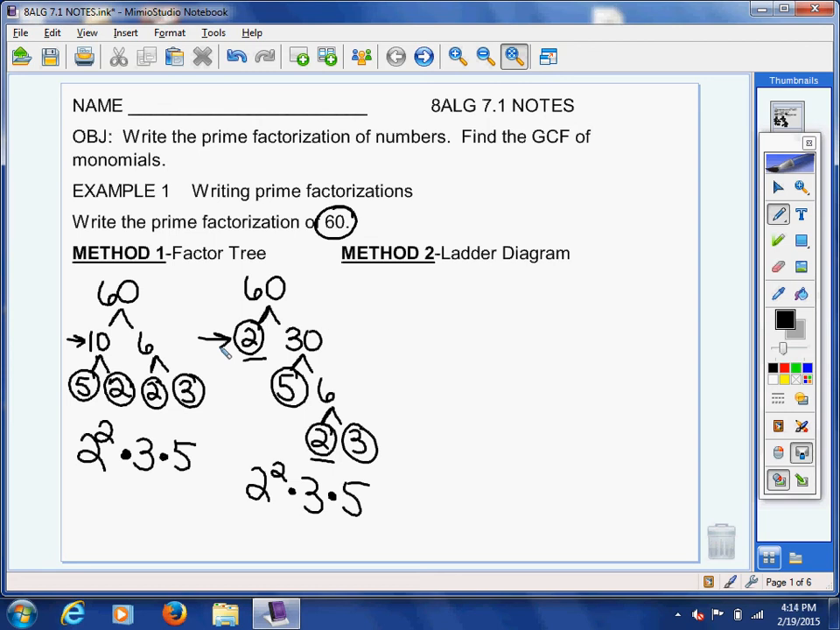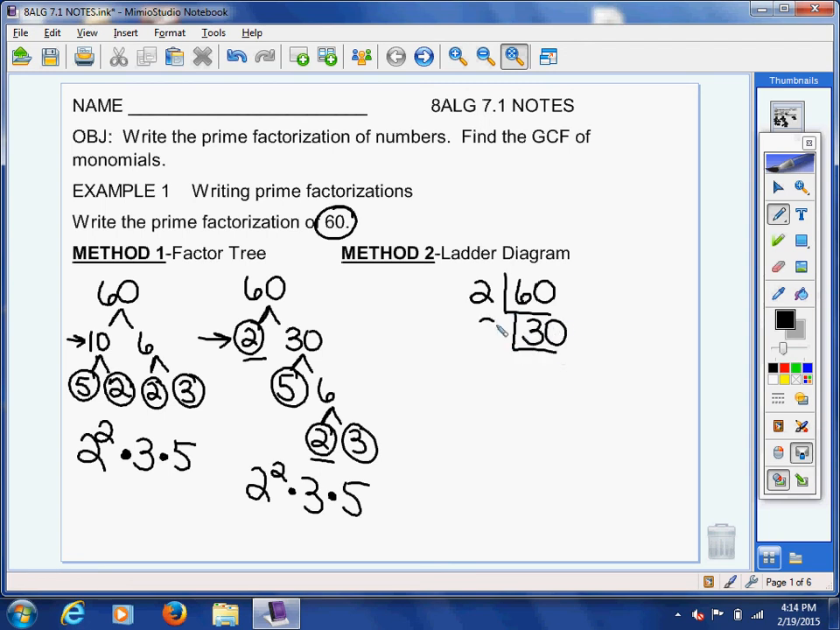There's actually another method called the ladder diagram, and it's kind of like division, I guess. It's got an upside down division box, and inside of it we're going to put our number, and then we're going to pick any prime factor. It's got to be a prime factor, not a composite factor. So let's say we've got 2 and 60. Well, 2 goes into 60 30 times.